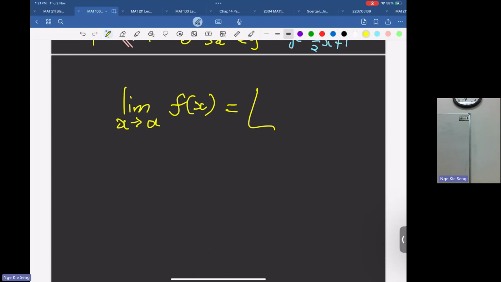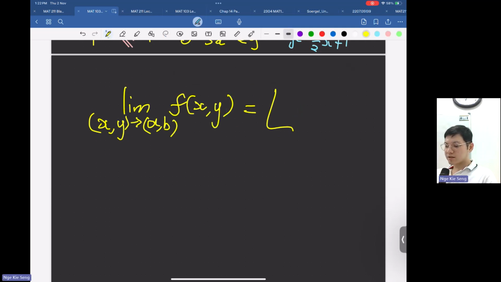f(x) approaches L. Yeah, correct. So when x goes close to a point a, the f value of x also approaches L. Okay. But this is one variable, right? So you can imagine it as a multi-variable case. For example, we have two variables, which we studied last time.